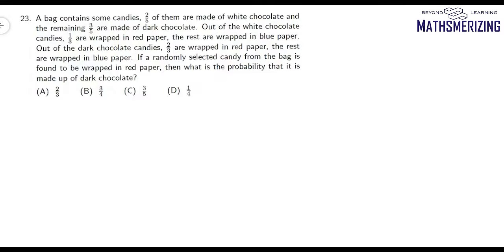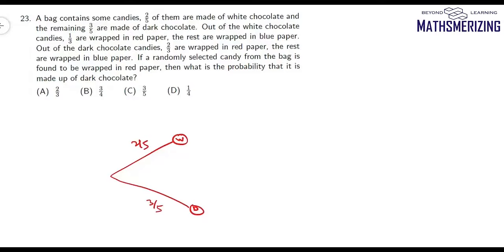Now question number 23, it's a Bayes theorem question. It says a bag contains some candies, 2/5 of them are made of white chocolate and 3/5 are made from dark chocolate. So we have two kinds of chocolates. Some of them are white and some of them are dark. So the probability that we get a white chocolate is 2 by 5, and the probability of getting a dark chocolate is simply 3 by 5.